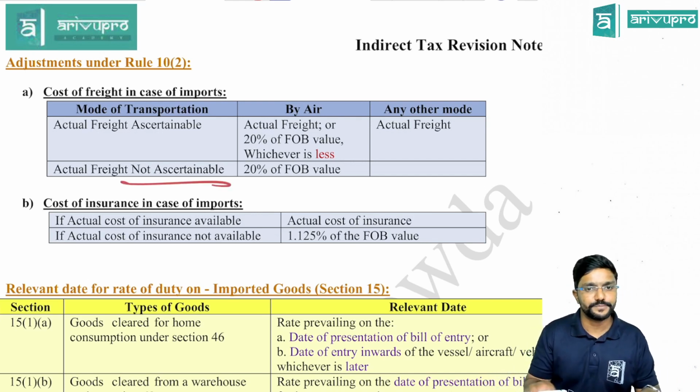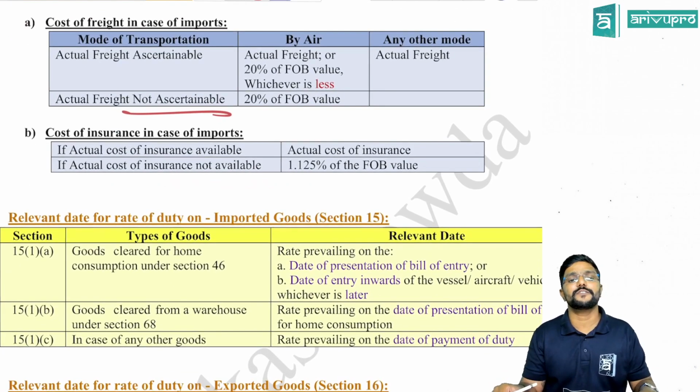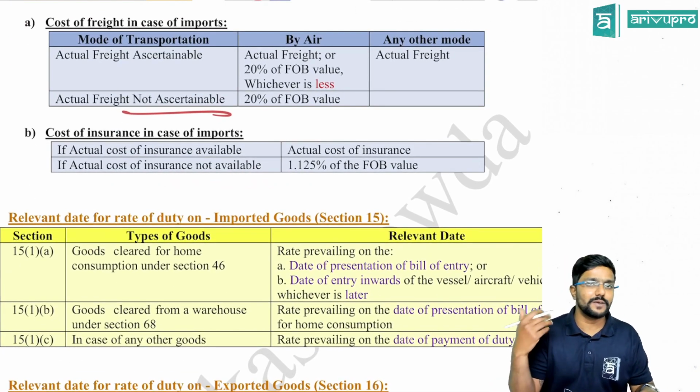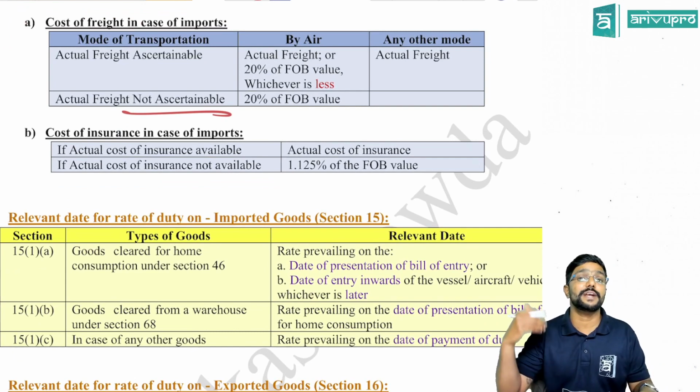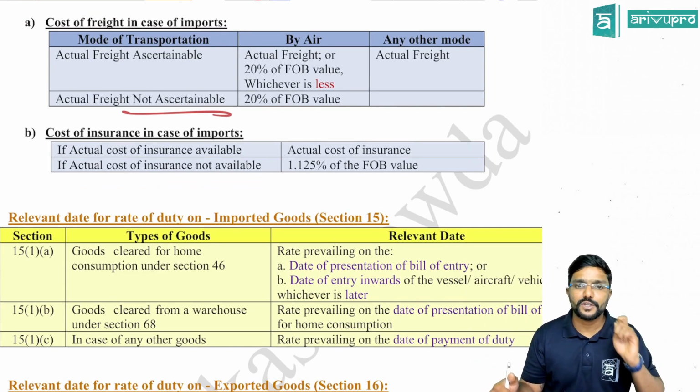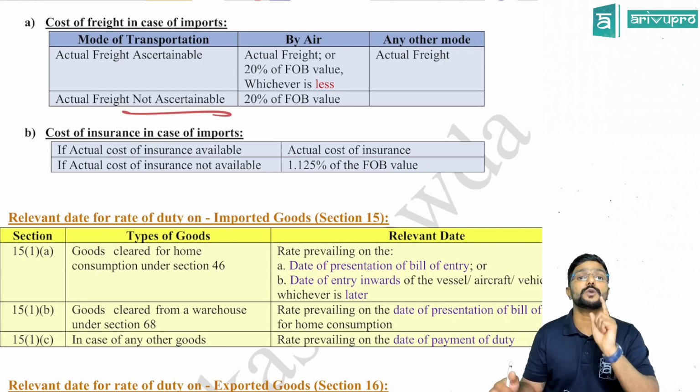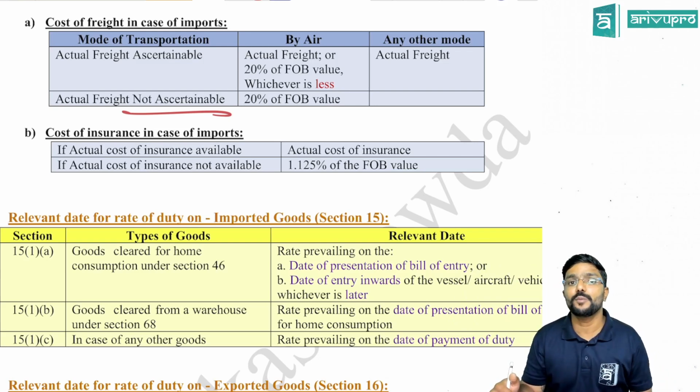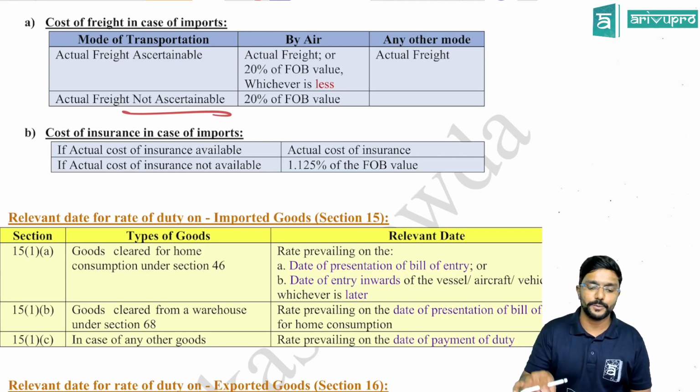Then coming to cost of insurance. If it is known, take whatever is the actual cost of insurance which you have paid on the goods when they were in transit. If it is not known, we have to take 1.125% of the FOB value. That is the customs FOB value.